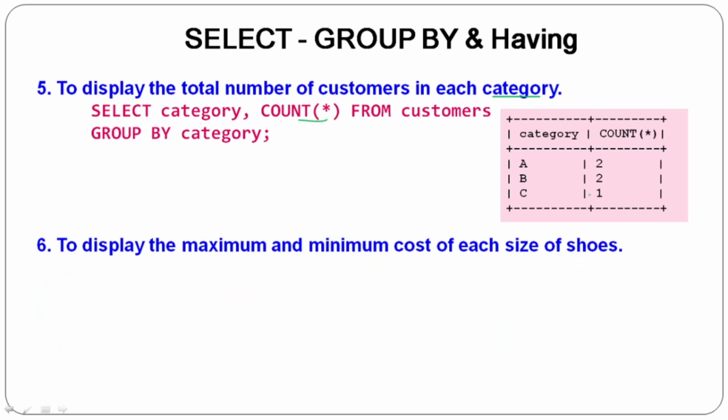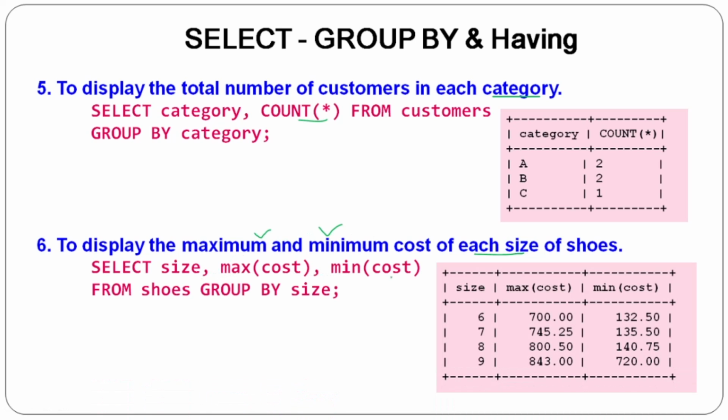Next question, to display the maximum and minimum cost of each size of shoes. Here we have to group by using the size column and display the maximum and minimum value. The query is select size comma max cost comma min cost from shoes, group by size. The output is the max cost and min cost of each size displayed.